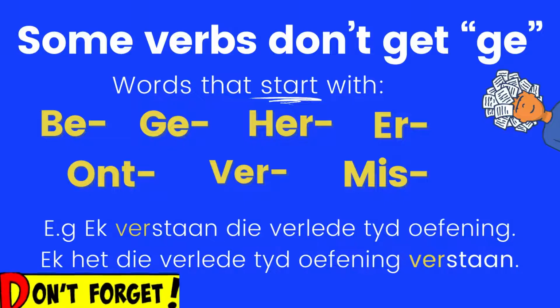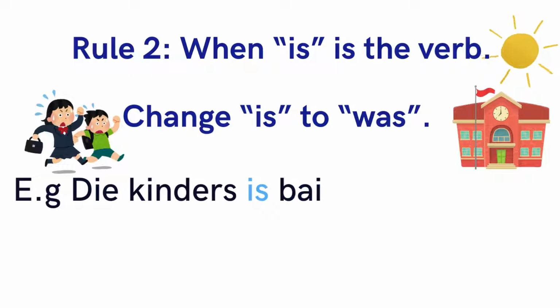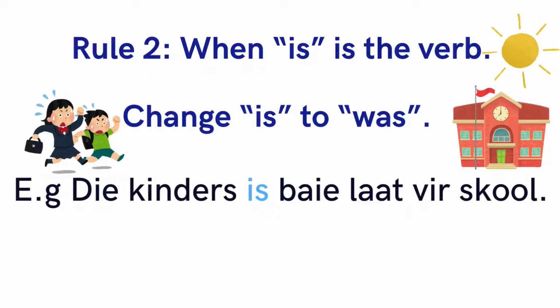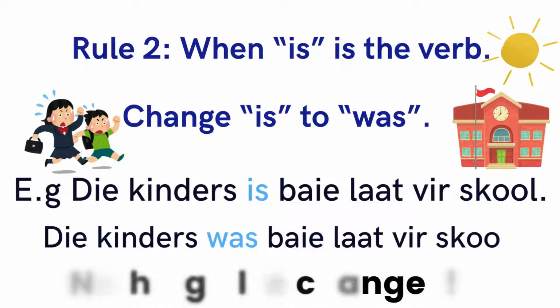Rule 2 applies when you have is as the verb in your sentence. Remember, if you have a simple sentence and is in your sentence, it's your verb. Rule 2 is to simply change is to was and change nothing else in your sentence. If we look at our example, die kinders is baie laat vir skool, is our verb, and in our answer, die kinders was baie laat vir skool, is changed to was and nothing else changed.